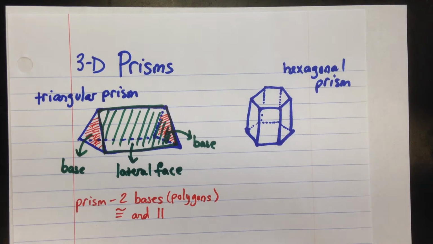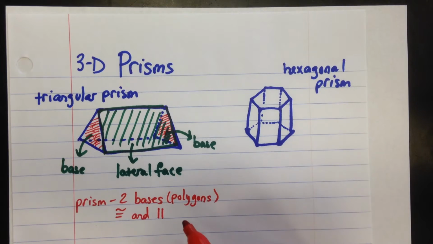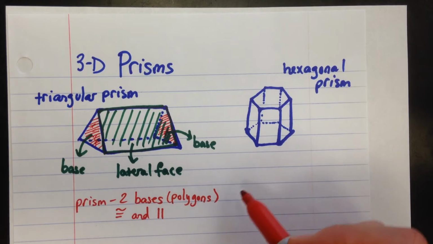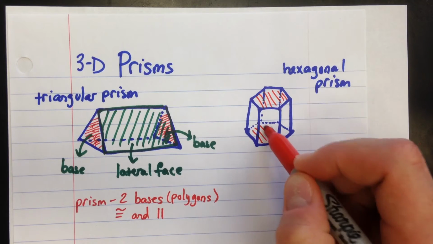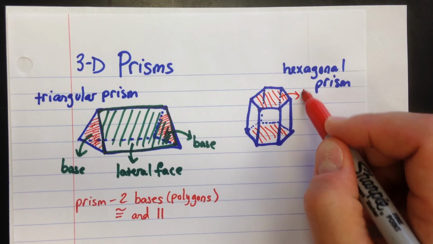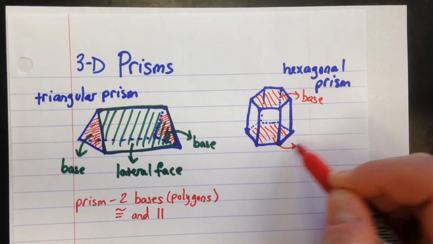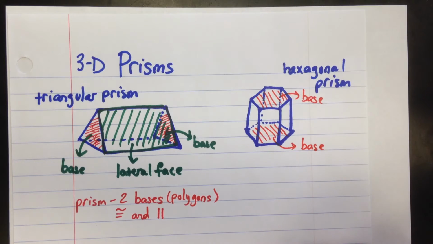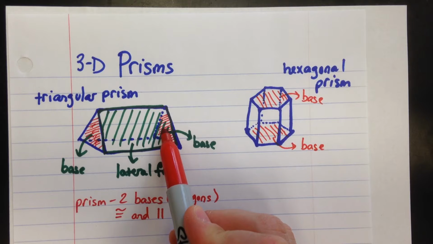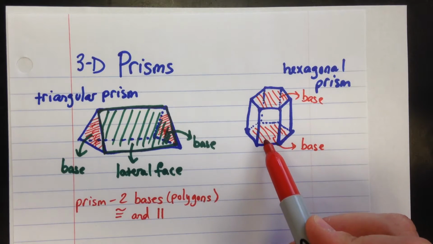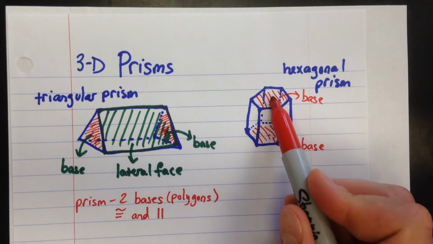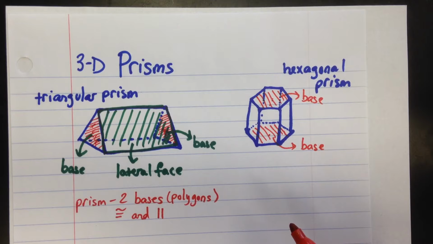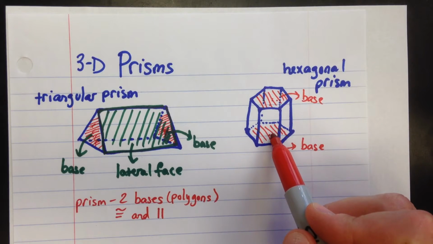If we look at the hexagon, now the bases have to be congruent and parallel. Well, that would be the top, and then it would also be the bottom. So again, that's a base, that's a base. You tend to think of base as bottom, but when you're talking about prisms, it could be left and right, front and back, or top and bottom. It all depends on where the 2 polygons are that are congruent and parallel to each other. So in this case, the bases are the top and the bottom.